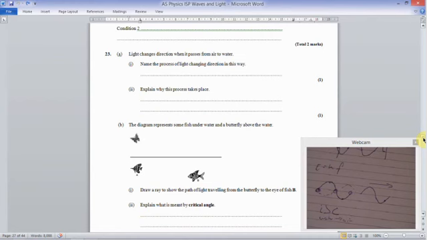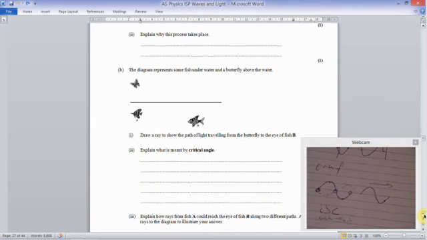Name the process of light changing direction this way. So that's refraction. Remember, refraction takes place due to a change in speed of the waves. That's the next part of it: explain why it takes place. Change in speed due to a change in medium. Medium just means what it's travelling through. So different media, I should say, plural of medium. It's travelling through a different substance.